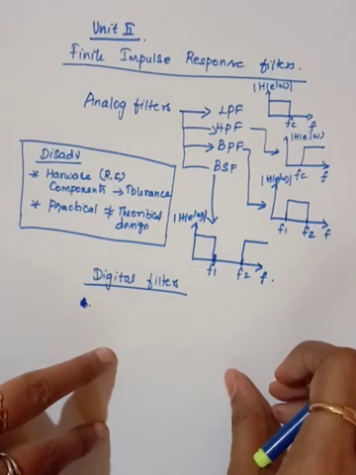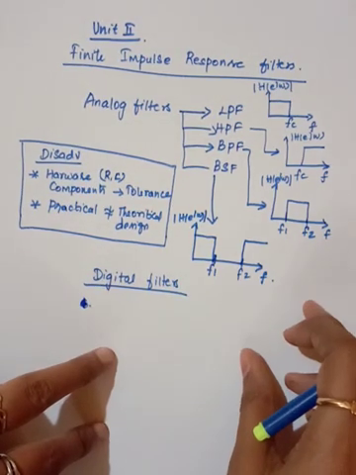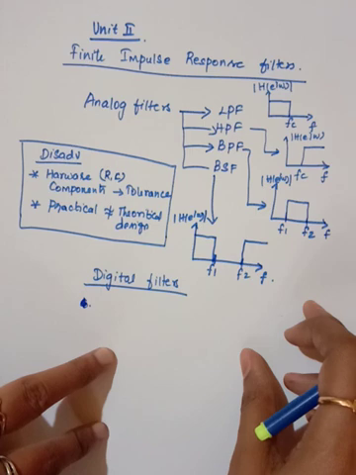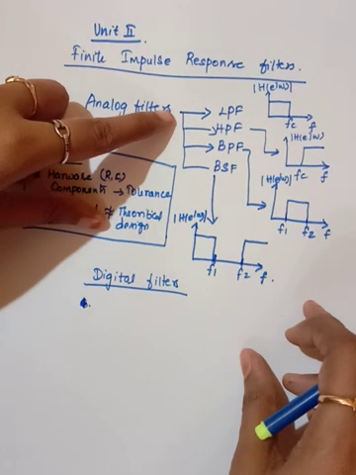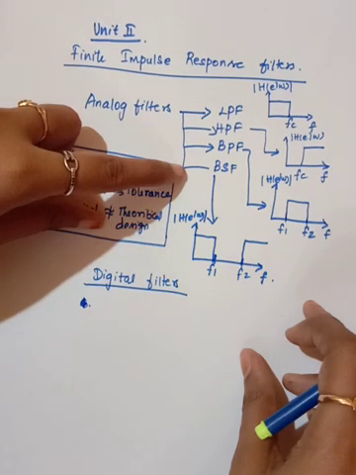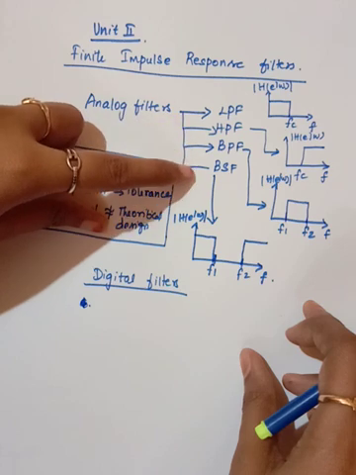Hi students, in this video we are going to discuss the finite impulse response filter. Before seeing this filter, we will just recall the analog filters. In electronics design you have studied these analog filters. The analog filters have four different classifications: low pass, high pass, band pass and band stop.